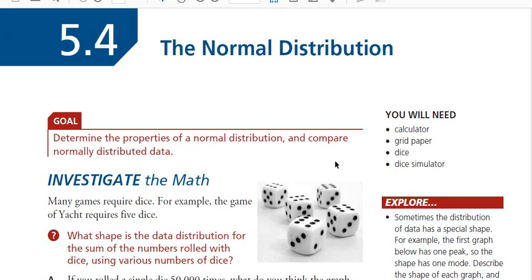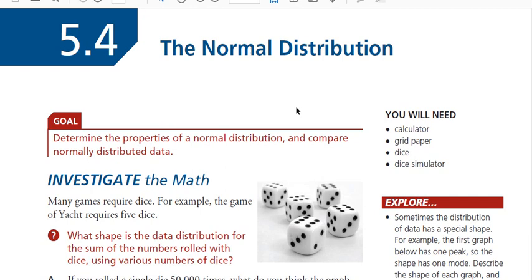All right, so 5.4, Foundations of Math 20, the normal distribution. We've been talking about statistics. We've been talking about mean, median, mode, talking about range. Talked most recently in 5.3 about standard deviation and what that sort of means. The standard deviation is the dispersion of the data points, right? So how spread out they are.